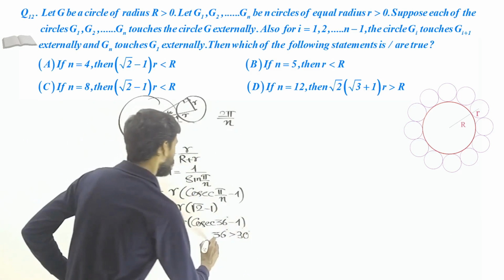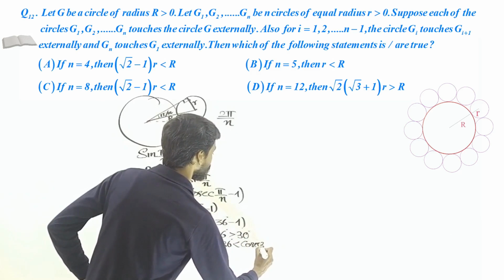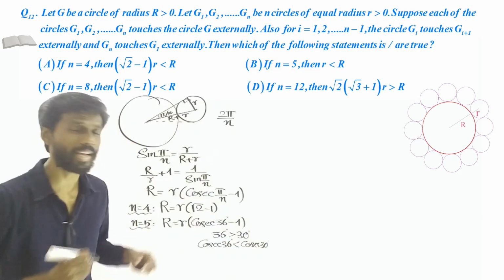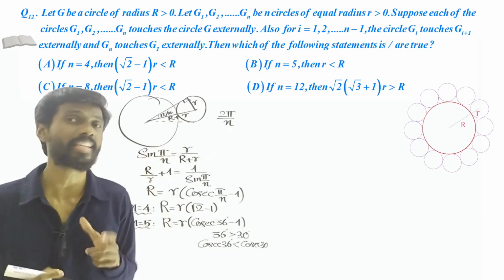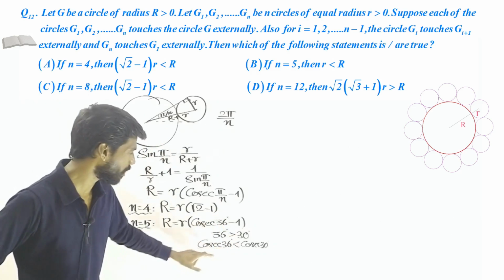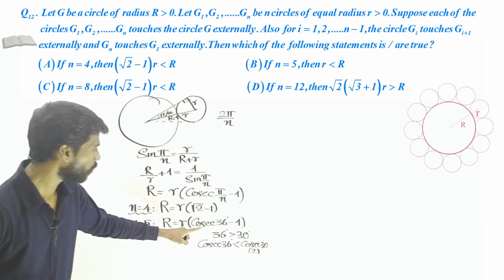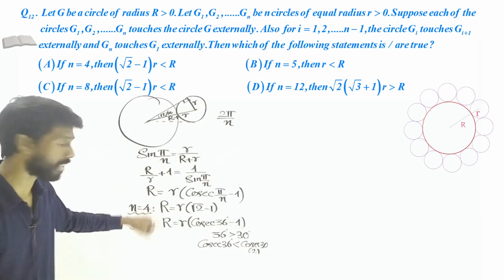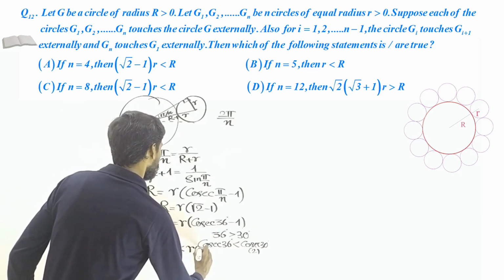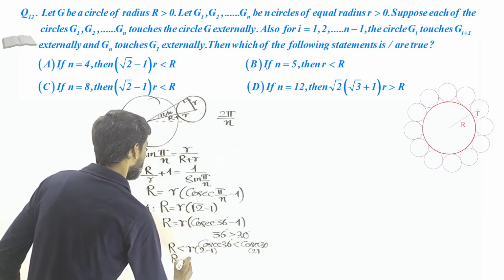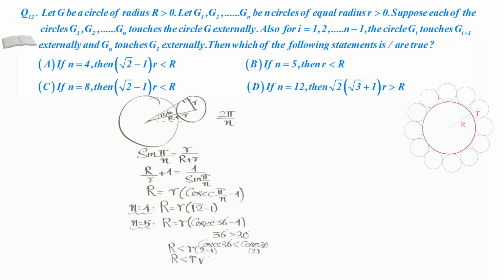Now cosecant 36 degrees is less than cosecant 30. See, the inequality reverses because cosecant x is a decreasing function in the first quadrant. From the graph we can understand it's a decreasing function. So cosecant 36 is less than cosecant 30, but cosecant 30 value we know is 2. So that means 2 minus 1. So this value is less than 2, so capital R is less than small r multiplied by 2 minus 1. So capital R is less than small r. So this is the relation. But what is given here is capital R is greater than small r. So that is not correct.